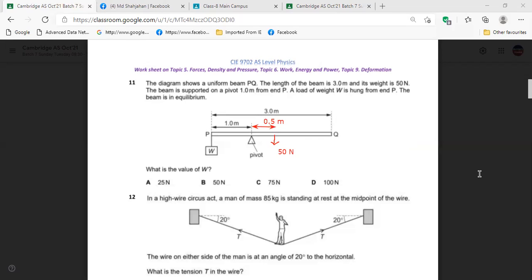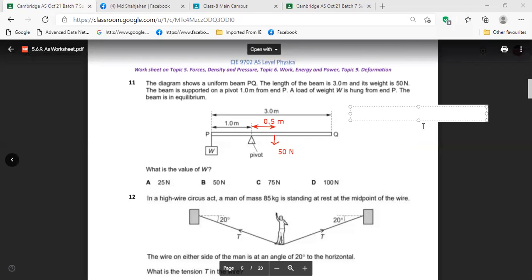So now you can do clockwise moment equals anti-clockwise moment. The formula, you know, F1 D1 equals F2 D2, right? You can remember that. So your F1 is W, the one you have to find. D1 is 1 meter, which equals F2, which is 50, times D2, which is 0.5. Then what is the value of W? Check. It's only 25, right? So it's only your O-level concept. Was it very difficult? No, it's a very simple thing. 25 is the answer. Yes, A is the answer.